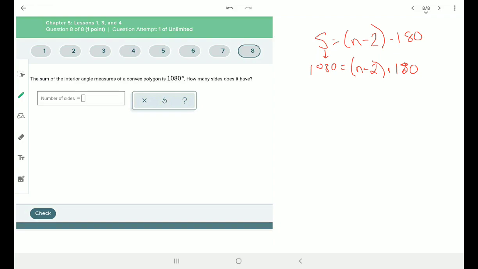So we can go through and solve it. Our first step would be to divide by 180 on both sides, right? Because that helps us get n minus 2 by itself. So if I divide by 180, I get 6 equals n minus 2, right? Because that's all that's left when we divide is n minus 2. And then we add 2 to both sides, and we get n equals 8, right? So that's the idea behind that one, being able to use that formula.